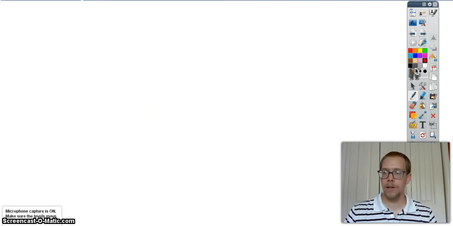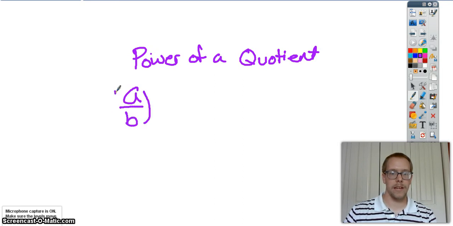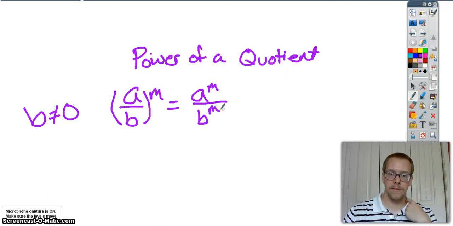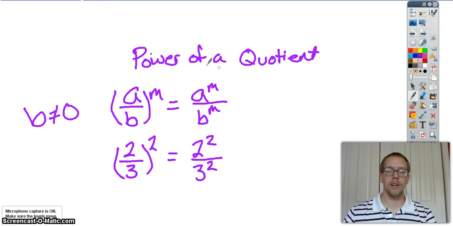Our last one is power of a quotient. For instance, if I have some a divided by b raised to some power, and remember, b cannot be 0, well, that's the same thing as a to the m divided by b to the m, provided b does not equal 0. So for instance, say I have 2 divided by 3 raised to some power. We could say the m power, or maybe we say the second power here. Well, that's 2 to the second power divided by 3 to the second power. And that's our power of a quotient rule.